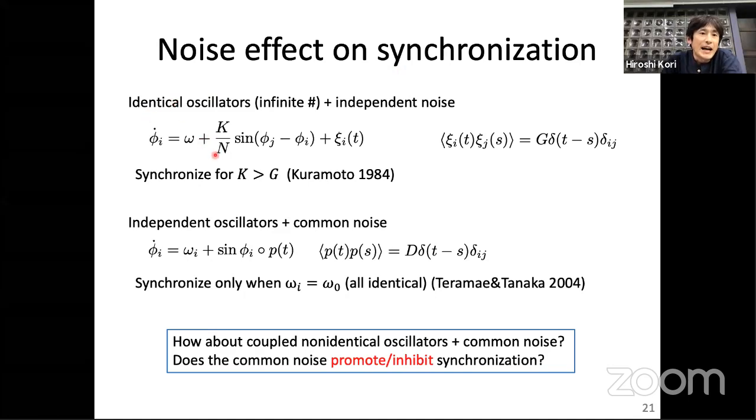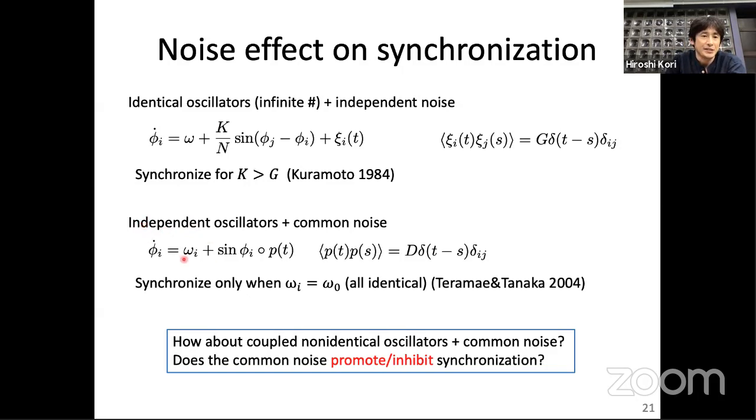If you have identical oscillators, so the omega is all the same, and an infinite number of oscillators, plus global coupling, sorry, the sigma is missing here. This is the global coupling, and also plus independent additive noise. And here the noise is Gaussian white noise. This system is synchronized if the coupling is larger than the noise strength. This was already shown by Kuramoto in 1984.